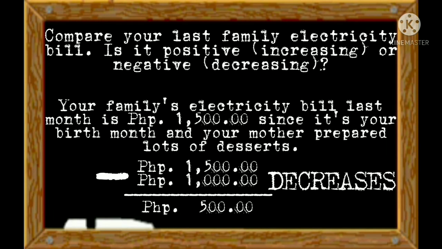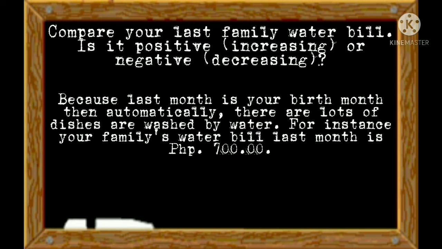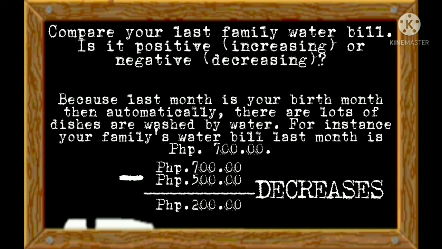Next, compare your last family water bill. And again, is it positive increasing or negative decreasing? Because last month is your birth month, automatically lots of dishes are washed with water. For instance, your family's water bill last month is 700. Therefore, it decreases 200 this month, since again, there are no events yet.